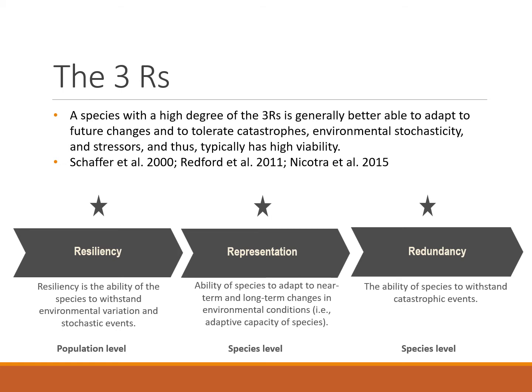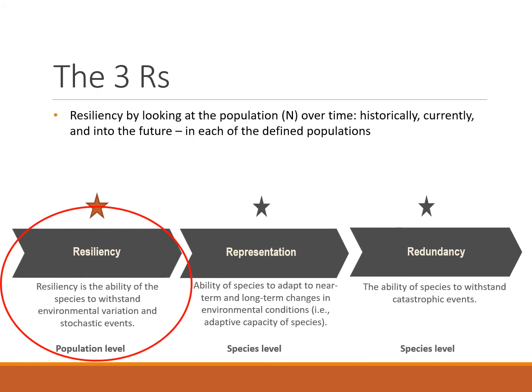So the first concept we're going to talk about is resiliency, and this is measured and evaluated at the population level. And this is the ability of the species to withstand environmental variation and stochastic events. And for this, we're really looking at the populations or any kind of divisions of resiliency units of that taxon over time. So we're looking at it historically and how that affects their current condition, as well as their current conditions and into the future, so future conditions of the resiliency. And this is for any kind of defined populations or analysis unit.